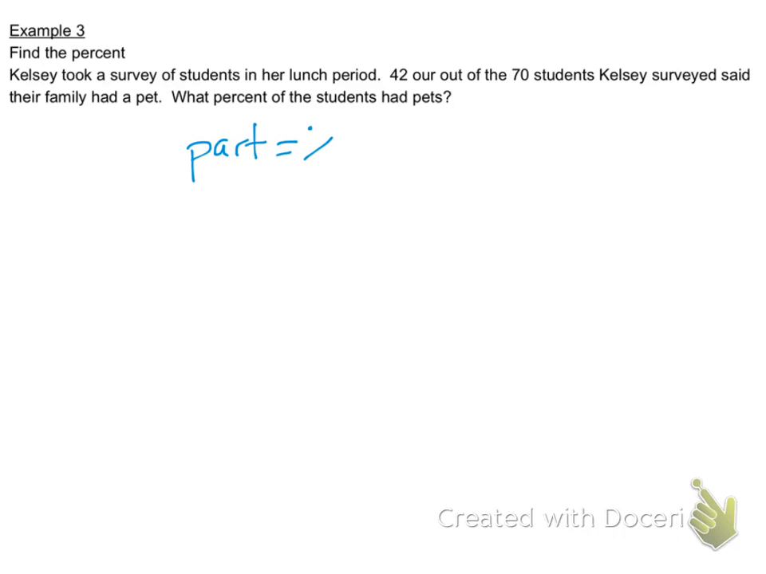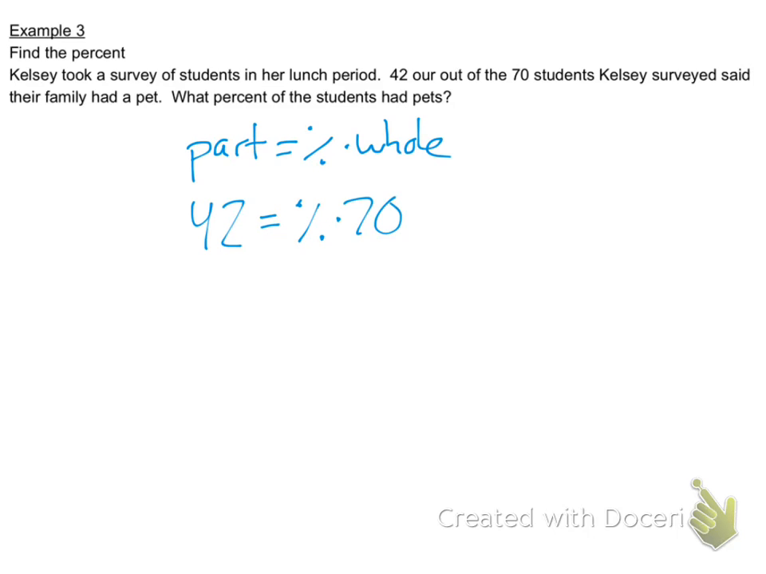Part equals percent times the whole. And now we start to fill it in. Which one's the part? Which one is the part of the group? It's 42 because 42 out of something, right? And we don't know the percent. I'll just leave the percent sign there. Out of how many? What's the whole? 70.